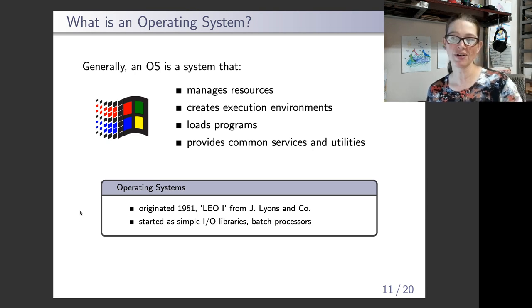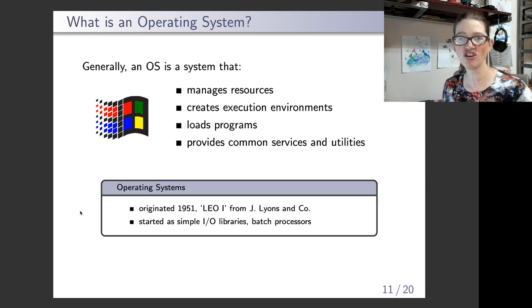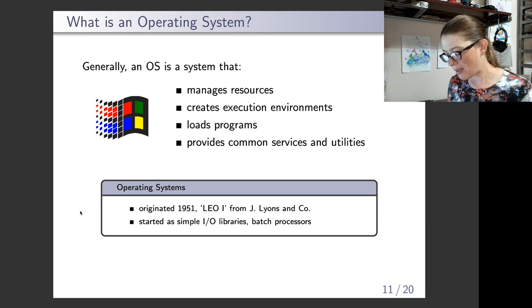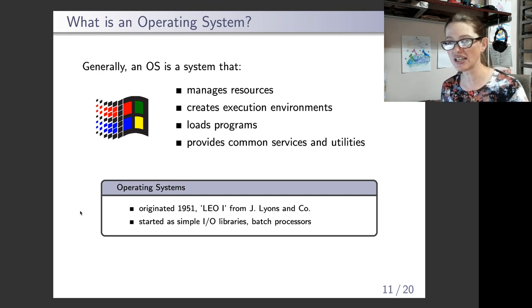So what is an operating system? If you try to peg down a definition for an OS, it's actually kind of hard, because what an operating system is has really changed over time. If you go back to the very first operating systems, which were the early 1950s, one of the original ones was called Leo 1. It wasn't what you think of an OS to be today. In the early 1950s, an operating system was really just an I.O. library. And you might be wondering, what's an I.O. library? Well, an I.O. library is something that we use to write to files or interact with the keyboard. We'll talk more about it in a minute.